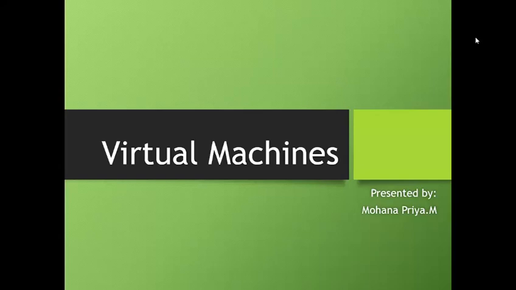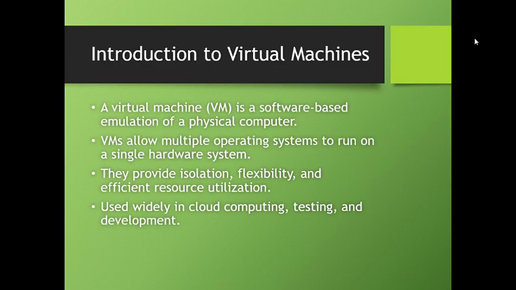Mohapriya. We're going to see about virtual machines. A virtual machine is a software-based emulation of a physical computer. VMs allow multiple operating systems to run on a single hardware system. They provide isolation, flexibility, and efficient resource utilization, used widely in cloud computing, testing, and development.